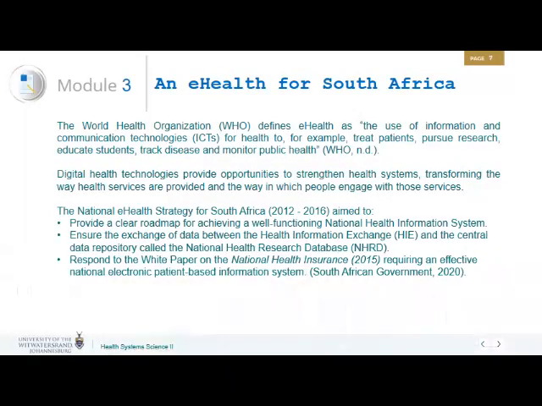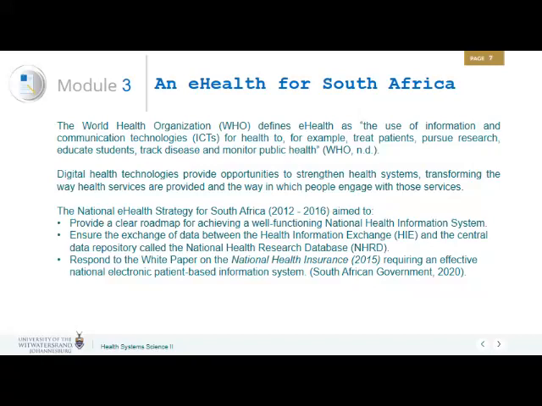Slide 7 discusses some of the e-health strategies that have been designed specifically in South Africa to use electronic medical records in a very productive way. So let's define, first of all, what e-health refers to. The World Health Organization defines e-health as the use of information and information technologies for health to, for example, treat patients, to pursue research, to educate students, to track disease, and to monitor public health. So there are many functions that an e-health strategy needs to focus on.